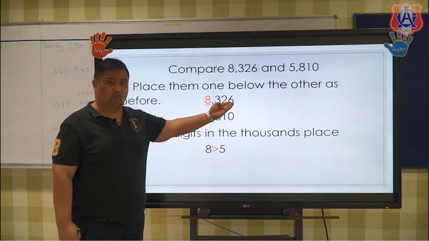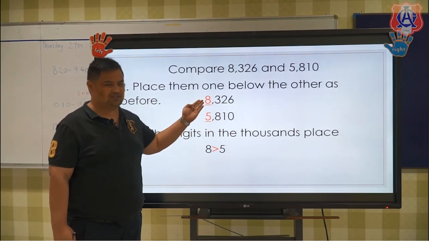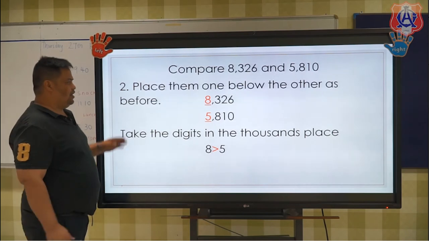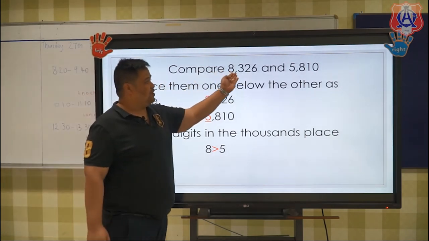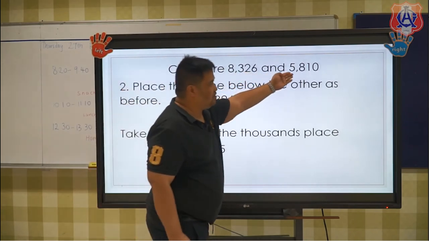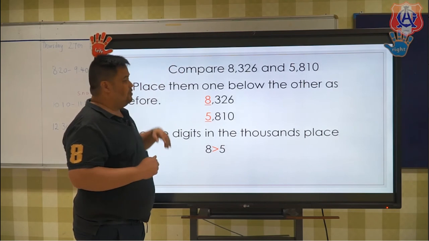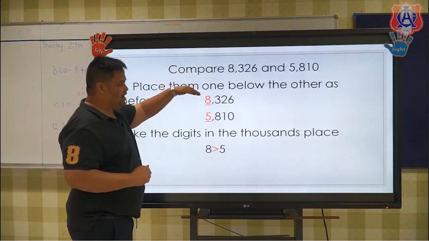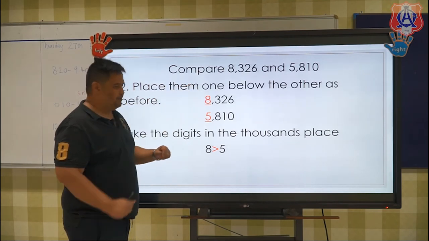Again, we have the ones, the tens, the hundreds, and the thousands. Now, place them one below the other as before. Look at the example. We have 8,326 and 5,810. This time, we're going to write it one above the other. 5,810 and the other one is 8,326, which is placed on top of the former.